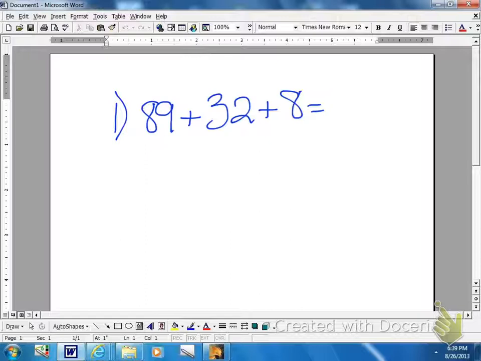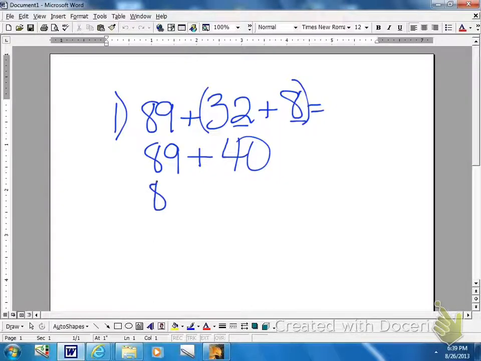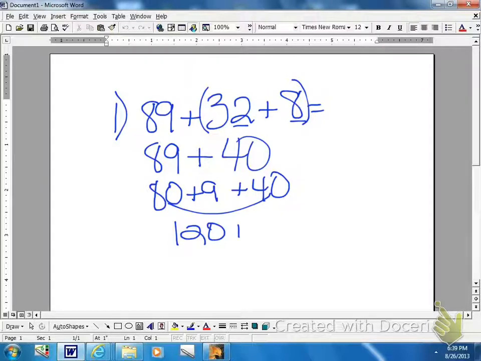Alright, so we have 89 plus 32 plus 8. I'm looking at what numbers are going to be compatible and make this easier to work together, and I can see that 8 and 32 right here, because I have 8 and 2, which is a 10 fact, would then add together to get 40 plus 89. Now if I want to do it in my head, I will make 89 80 plus 9 plus 40, and I know that 80 plus 40 gets me 120. Remember, whatever order I want, plus 9 is 129.